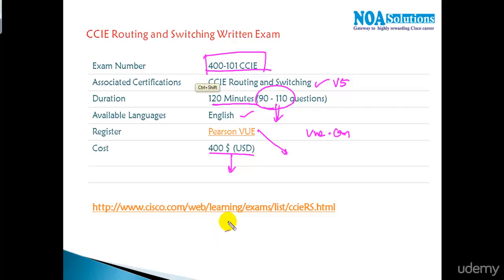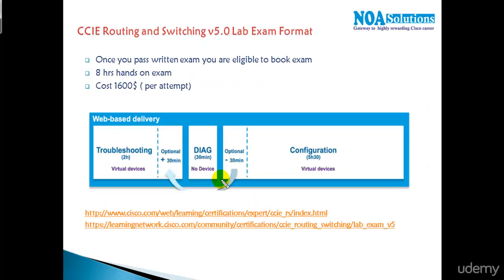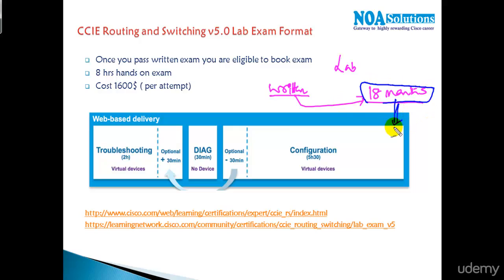If you want some more information, you can click on this link, where you'll find more detailed information about these examinations. Coming to the next exam: once you pass your written exam, you will be eligible to book your lab exam. You have to ensure that you make at least one attempt at your CCIE lab exam within 18 months. The written exam is valid for 18 months from the date you write it until your first lab attempt.